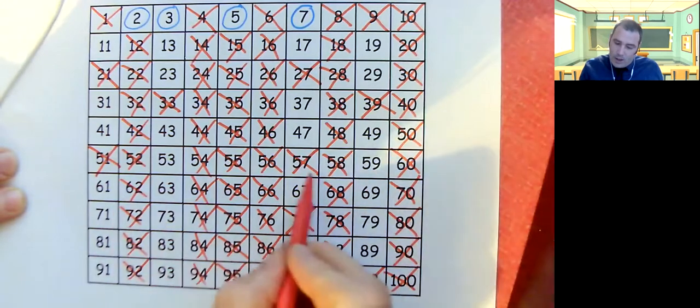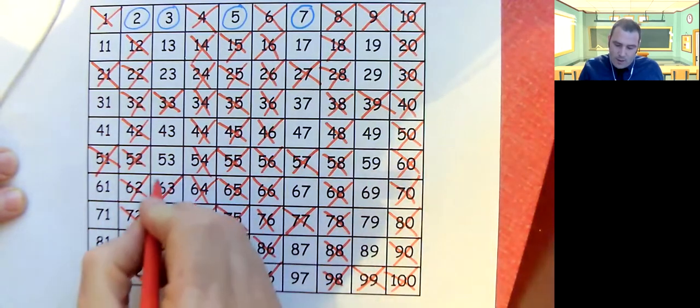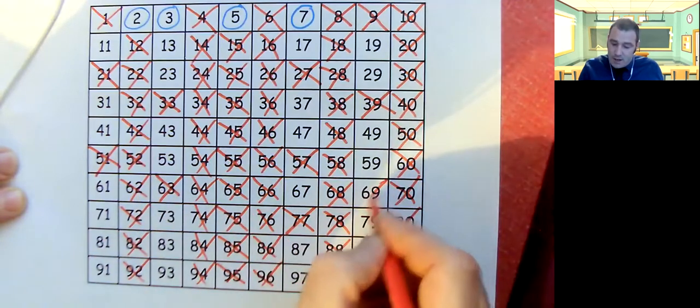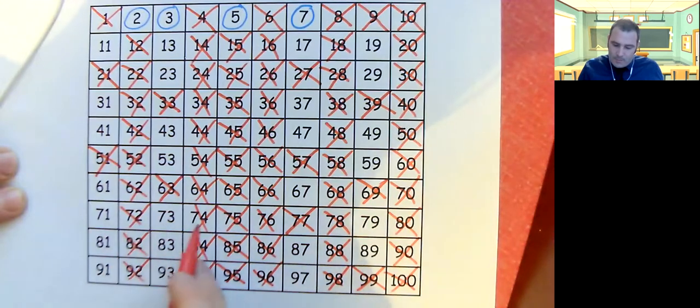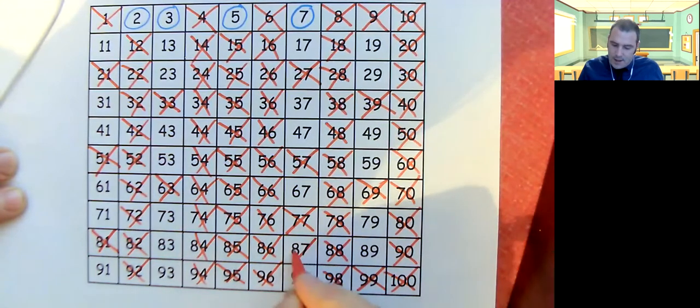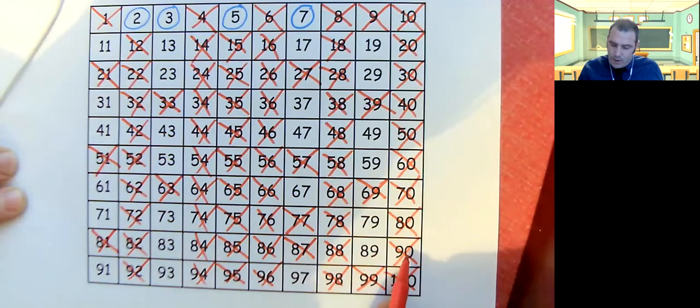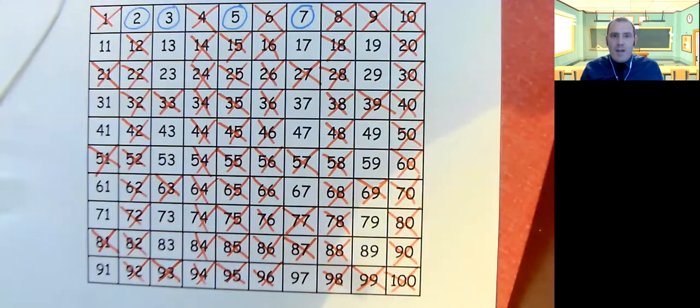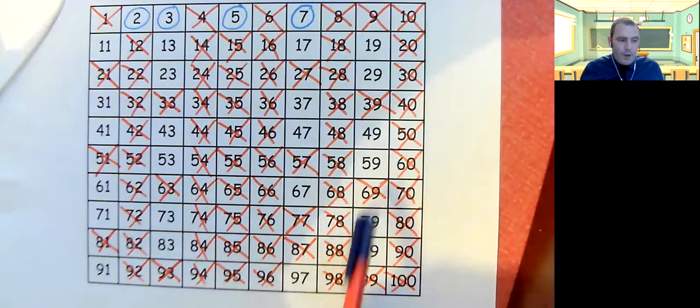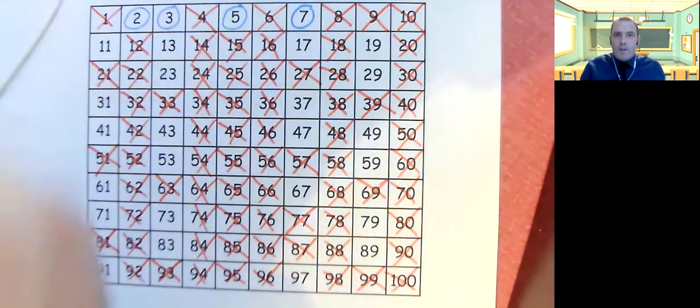60, I've already got. 63 is one I haven't already crossed out. 69 is another one there. 81 is another multiple I haven't got. 87 is another one. 90 we've already got. 93, I can take that off. 96, 99. So I'm just using my times table knowledge, and I'm now down to very few numbers that are left. So I'm going to go through.